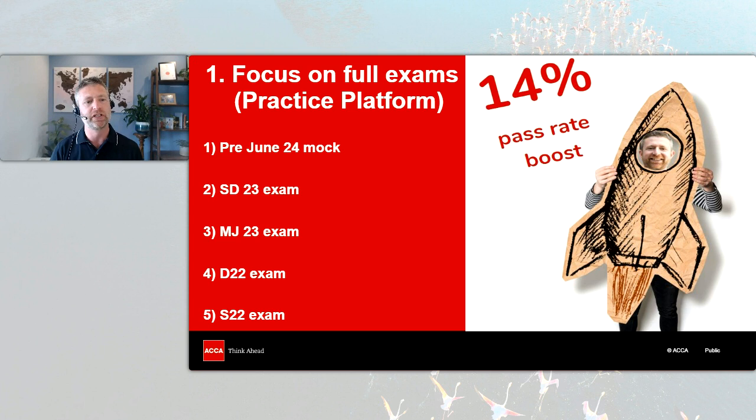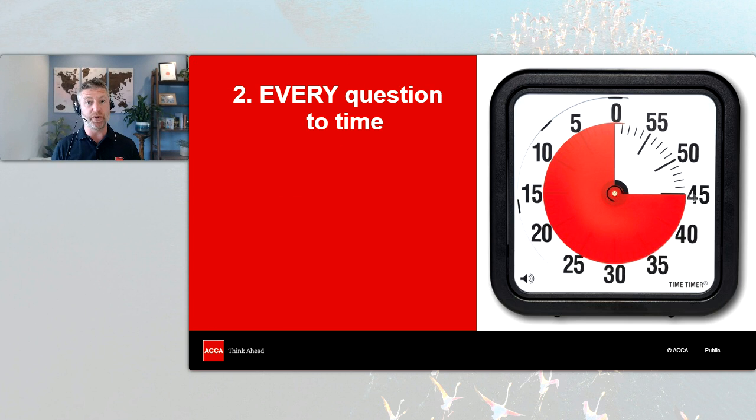When you are doing those exams, and when you're doing any other question practice, you might be doing some questions from the study hub, or your training provider might have given you other questions to practice. It is really important that you're doing them against the clock. Now, the time pressure in AAA is absolutely awful.